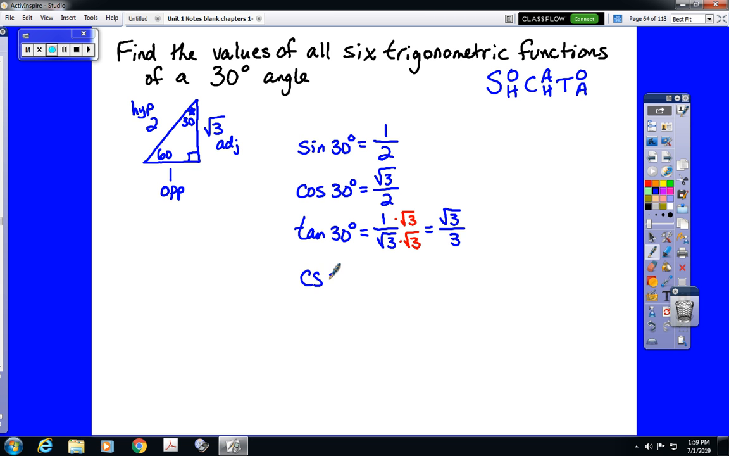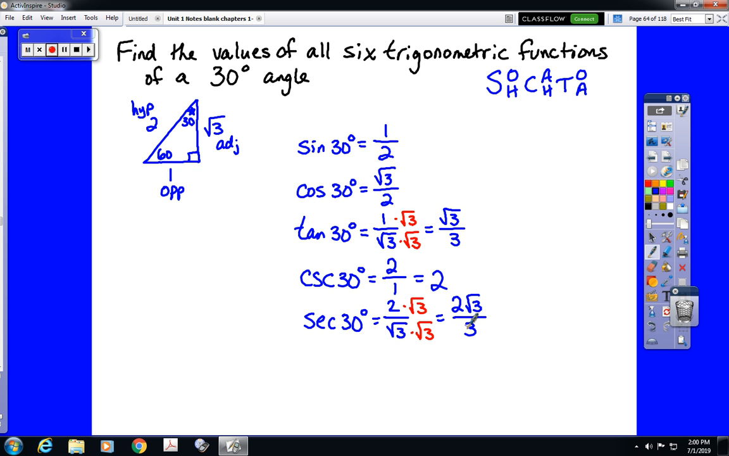So the cosecant of 30 degrees, cosecant is the reciprocal of sine. 2 over 1 is 2. The secant of 30 degrees is the reciprocal of the cosine. 2 over root 3. So we have to rationalize our denominator. This is going to be the ugliest one in the whole set. That would be 2 root 3 over 3.